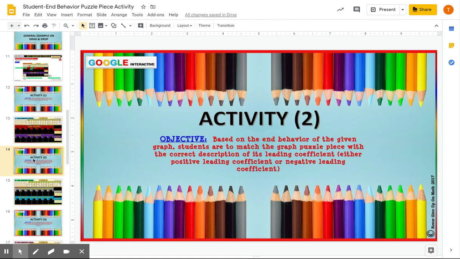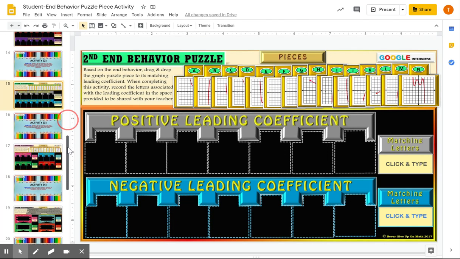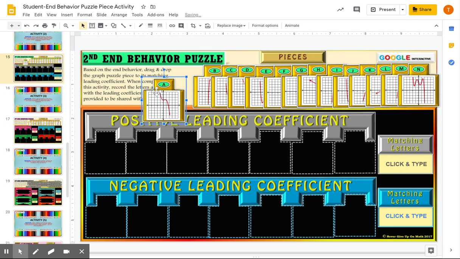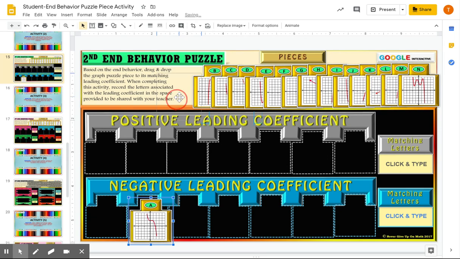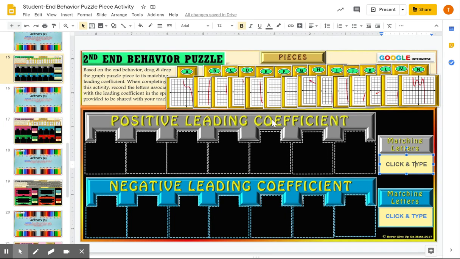So then activity 2 is really similar. I'm going to, again, let you read the instructions on that. But for activity 2, it's positive leading coefficient or negative leading coefficient. So again, you're going to take each one of these graphs. You're going to look at them. It's going up on the left, down on the right, and you have to determine, okay, does that tell me it's positive or negative leading coefficient? And whatever you decide, you're going to drag it to whichever you decide. And then again, over here, you're going to type the letter of the answers that you ended up putting in here.